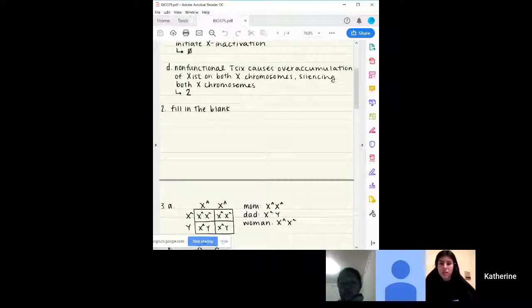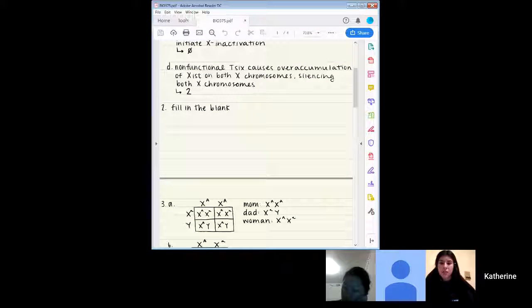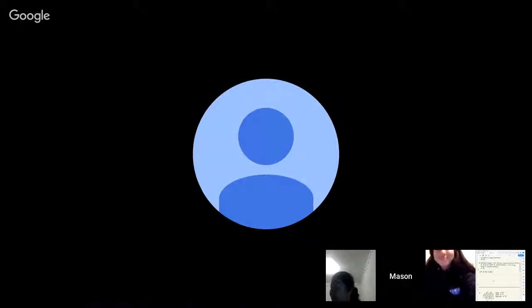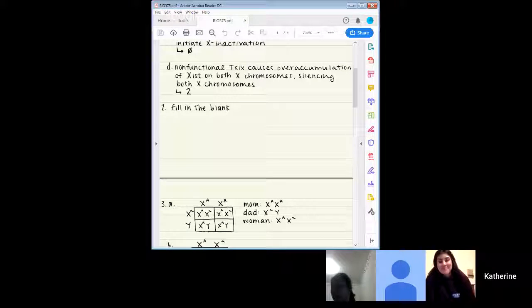And then D, suppose you isolate a cell from a female cat with 2 X chromosomes. However, the XIST genes on each X chromosome are non-functional, while the XIC genes on each X chromosome are functional. How many Barr bodies are expected to be found in this cell? I got 2. Yes, I got 2 as well. Yep, same. Sounds good.